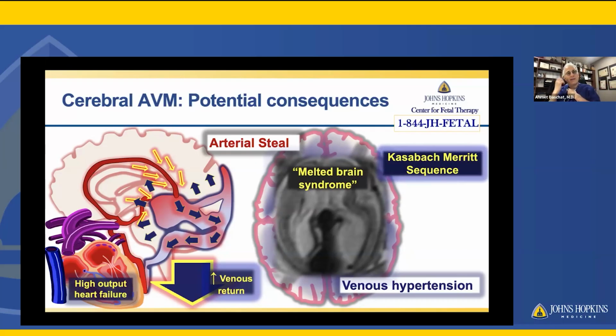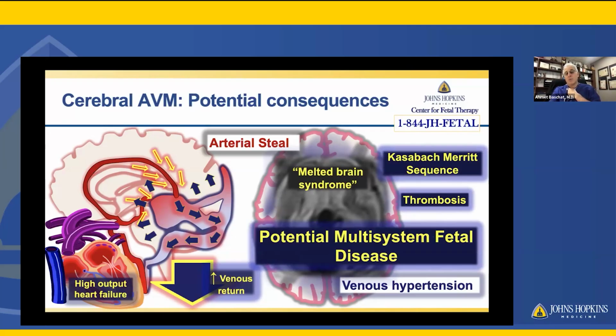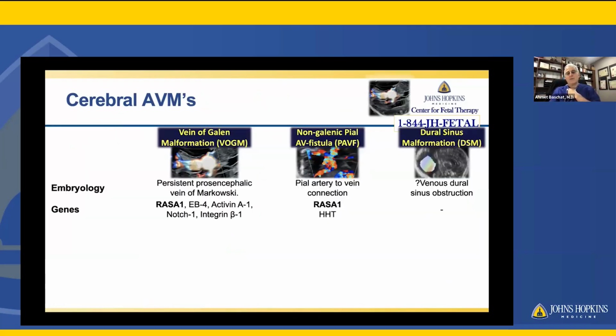In addition, there are other risks that exist depending on the type of AVM. If you have one that has a lot of small vascular, choroidal type AVMs, you can get intravascular consumption of clotting factors. You can get thrombosis in areas of venous stasis, and that might lead to an acute change in the dynamics of blood flow, both within the brain, but also in the whole circulation. So although it is a localized lesion, it has the potential for causing a multi-system disease in the fetus.